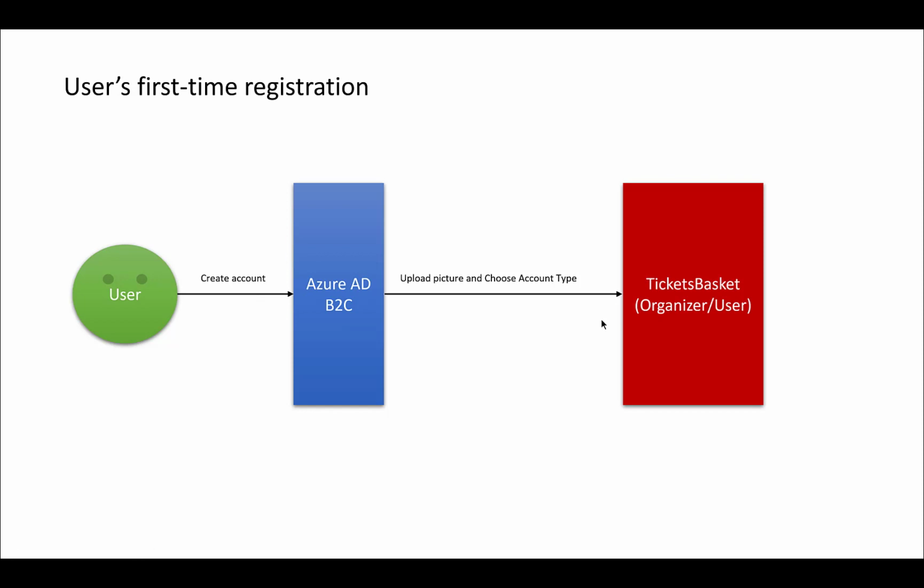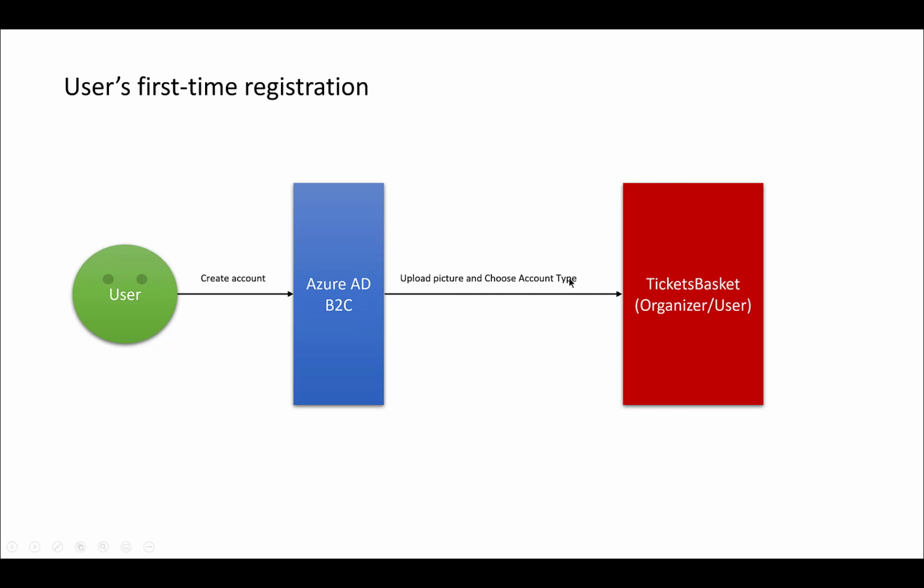For the second part, this is what we are going to do right now. After the user created the account and gets into the system, we will call the get profile async. Then we will check if there is a profile or not, and for the first time, of course, it's going to be empty or null. So in this case, the user should complete their profile by uploading a picture and choosing an account type.